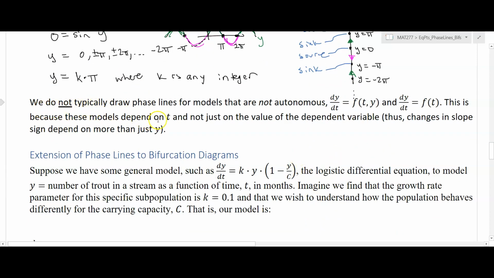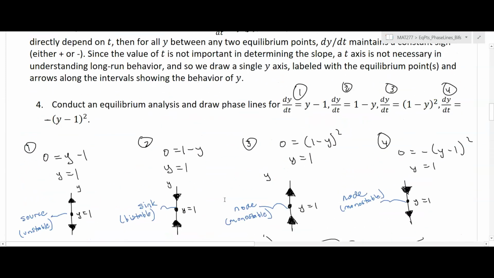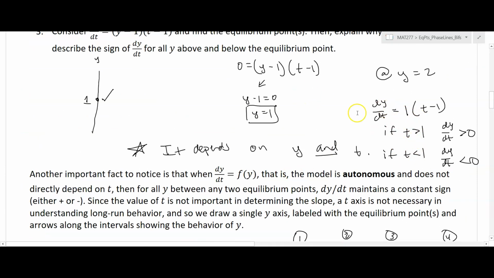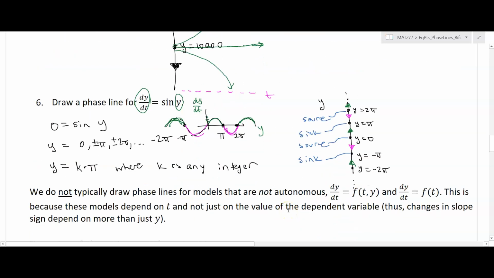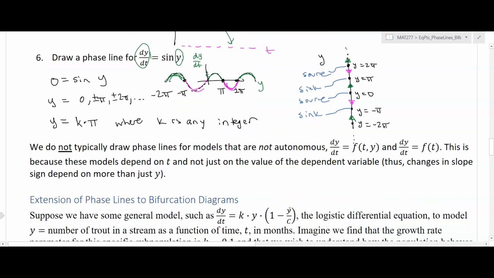So again, we do not typically draw phase lines for models that are not autonomous. So if dy/dt depends on both t and y, or it only depends on t, we don't draw these. And the reason is going back to this example where if t is involved, then the value of t also has a say in whether dy/dt is positive or negative. And so the value of y alone does not allow us to accurately draw a phase line. So at that point, you could try to do it for different values of t, just draw multiple phase lines, but that does not benefit us. It does not add value to our analysis.